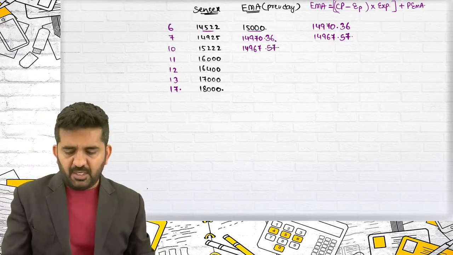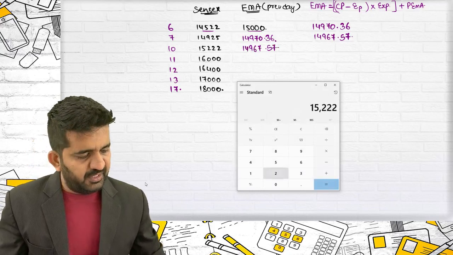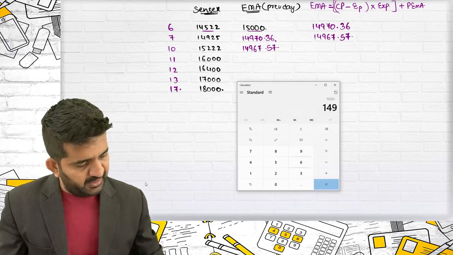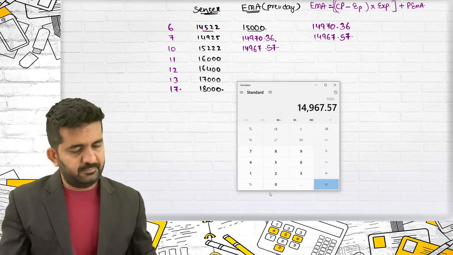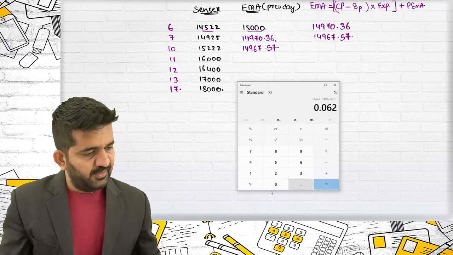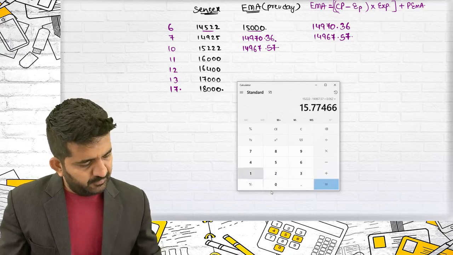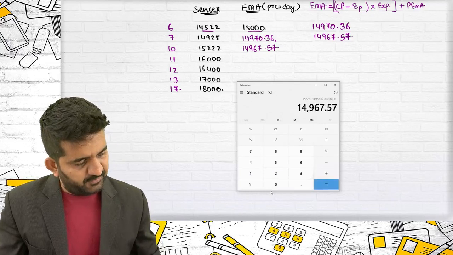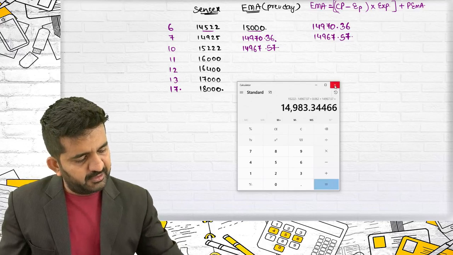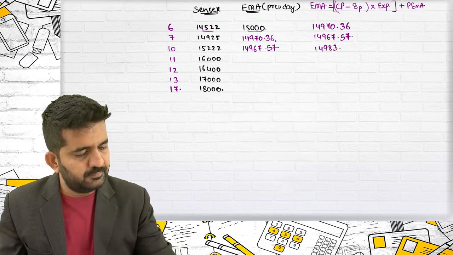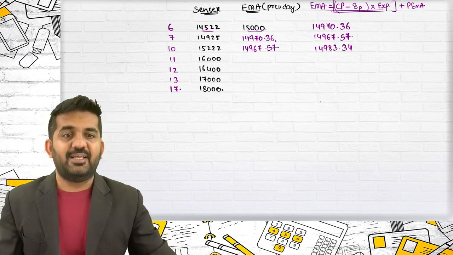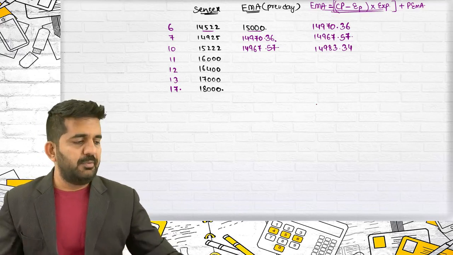14,967.57 was the previous day EMA. Let me find out the current day EMA. 15,222 minus 14,967.57 multiplied by 0.062, that is the smoothing effect, plus 14,967.57, which is 14,983.34. Similarly, you can find out for all the days, and if you find out all the days, this will be your answer.